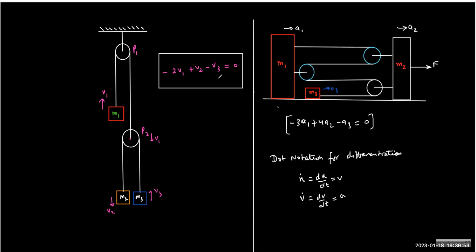Now, if you look at the relation, if I put a dot over it, you can see this would convert into the acceleration relation. So most of the velocity relations can be directly converted into acceleration relations by simply differentiating with time. And for the sake of writing, we use the dot notation of differentiation. Is this clear? Yes, sir.